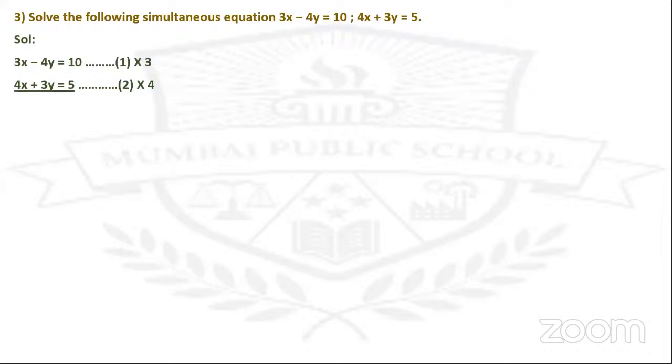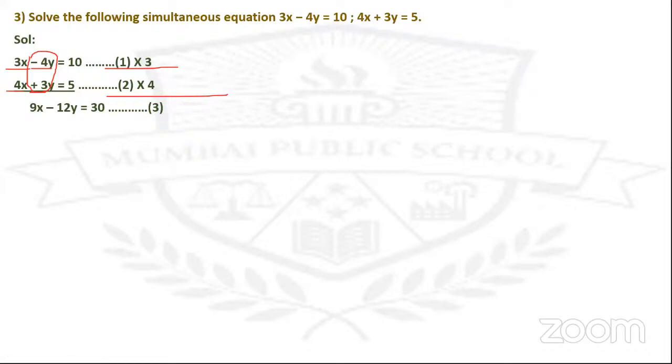Now check. Here you're going to check the coefficients of x and y. x has got 3, x has got 4, different. Again here, minus 4 and 3. So you'll equate the coefficients of y. For that, I want to multiply the first equation with 3 and the second equation with 4.